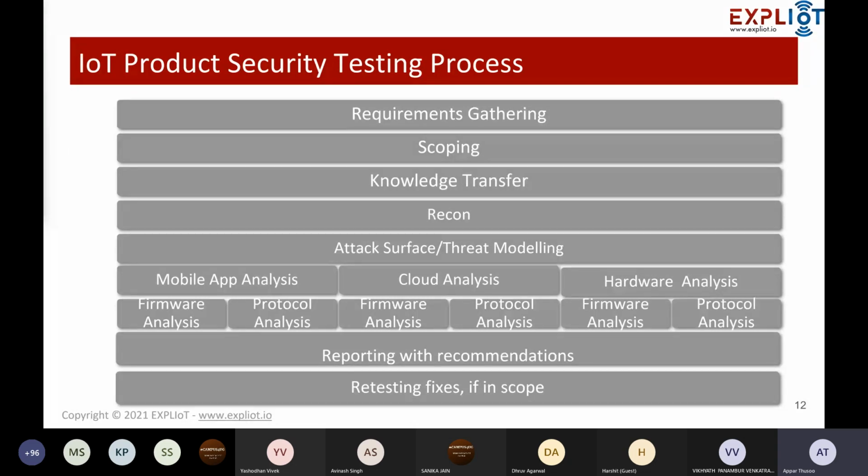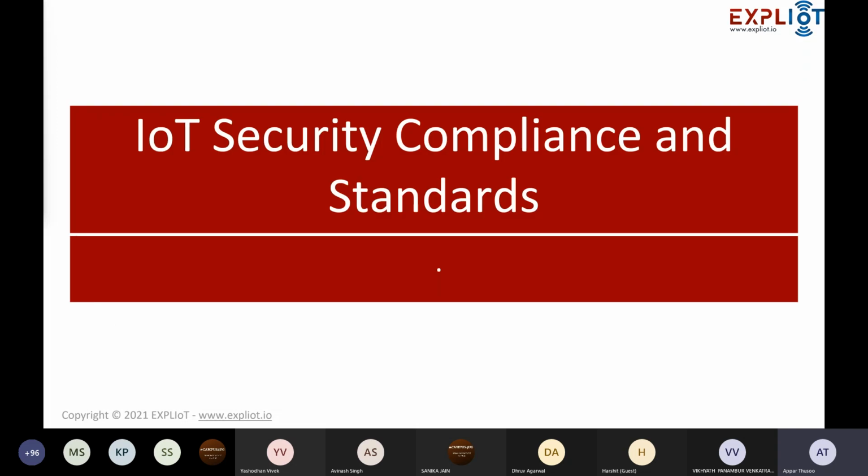So this is a not a brief, but a very high-level walk around of how the IoT product security testing process works. So now I would basically hand over to my colleague, Mr. Yashodhan, and he'll be speaking about IoT security compliances and standards. So over to you.